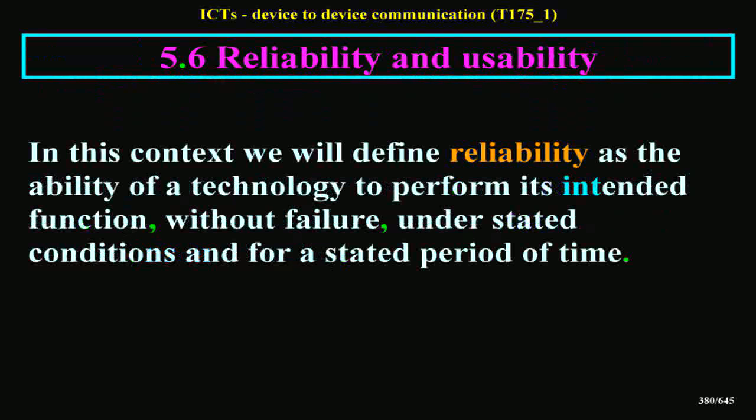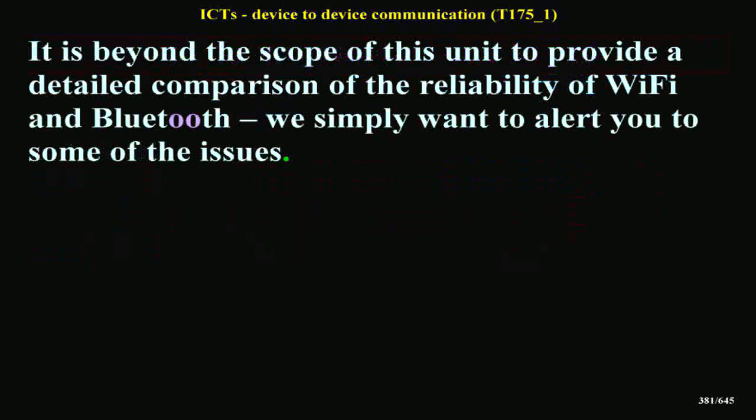5. Reliability and usability. In this context, we will define reliability as the ability of a technology to perform its intended function, without failure, under stated conditions and for a stated period of time. It is beyond the scope of this unit to provide a detailed comparison of the reliability of Wi-Fi and Bluetooth. We simply want to alert you to some of the issues.